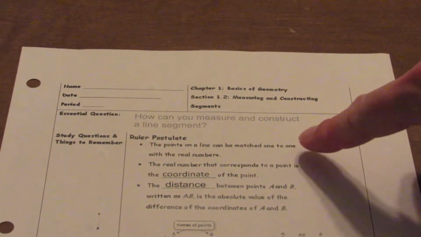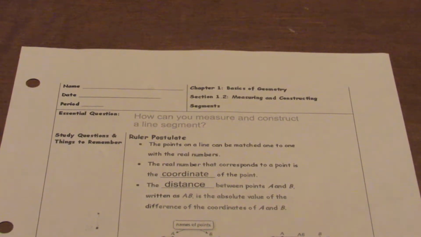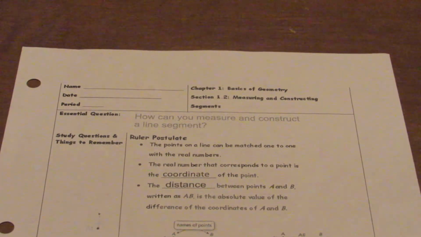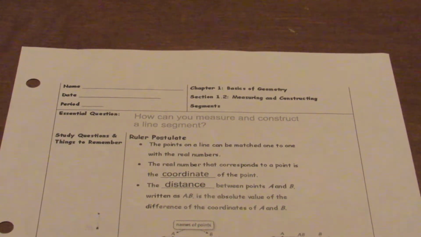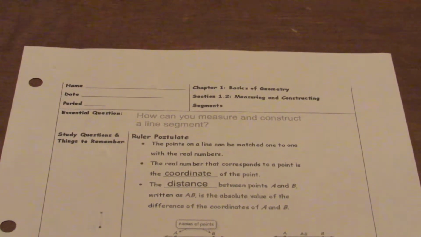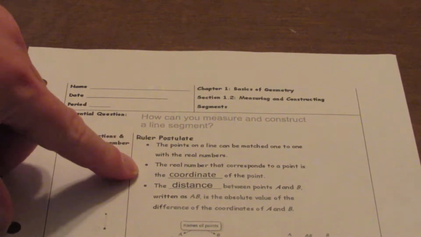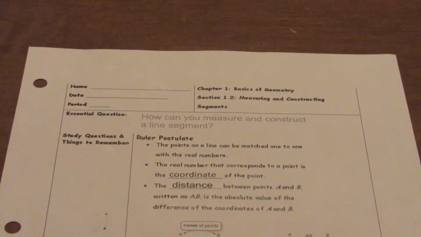So we have a couple different things here. The points on a line can be matched 1-to-1 with real numbers. That's what you do if you make a number line. You all probably did this in like first grade. The real number that corresponds to a point is the coordinate of a point. You're probably familiar with the coordinate plane. You have 2 numbers there that are separated by a comma. Well, if you have a number line, that one number is the coordinate. You have 2 in the coordinate plane because you have 2 number lines.